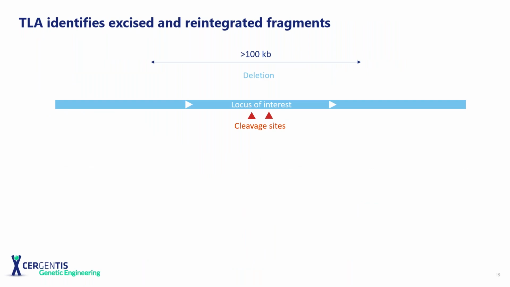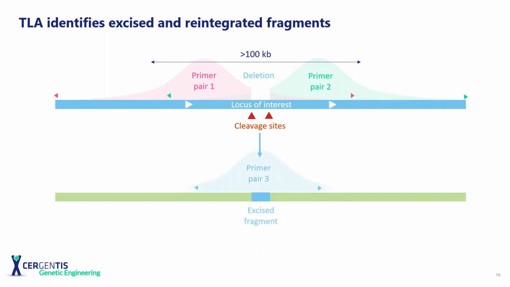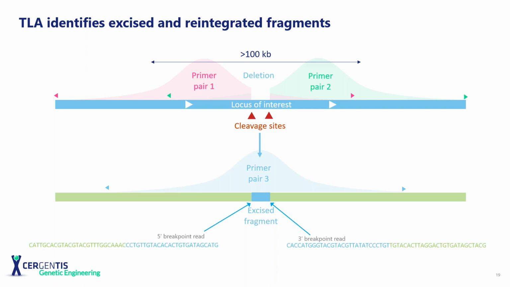So we've talked quite a lot about insertions and concatemers, but what about deletions? Our TLA technology is also able to exactly pinpoint the deletion by using our two independent primer pairs. But what most of you probably are aware of is that the deleted region can also reintegrate somewhere else in the genome. What we can then do is design a third primer pair. This primer pair we design is specific to the deleted region to pinpoint exactly where this fragment has integrated.